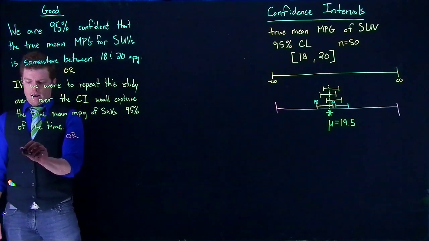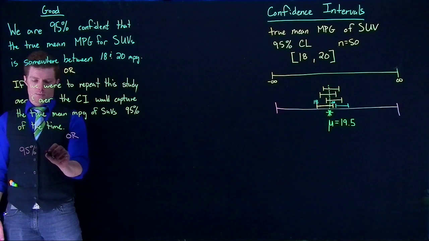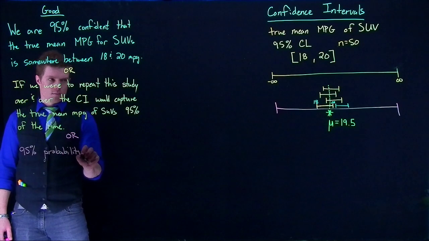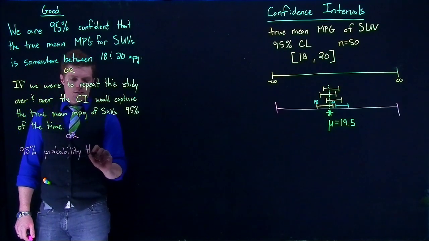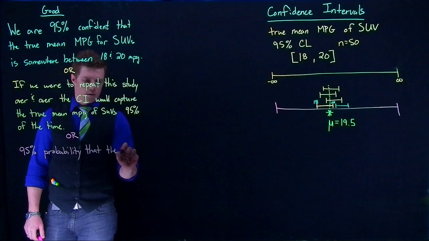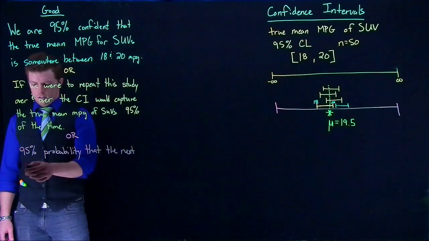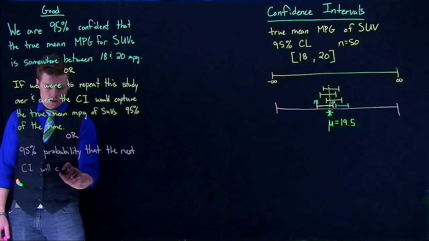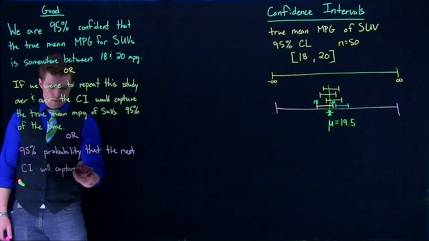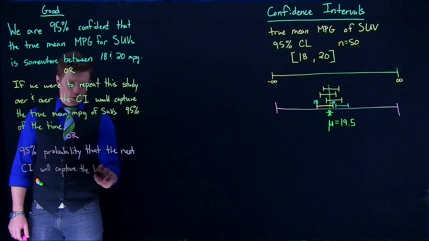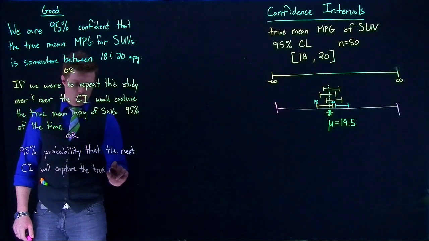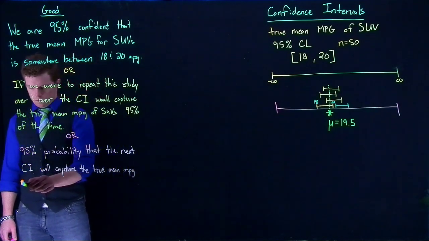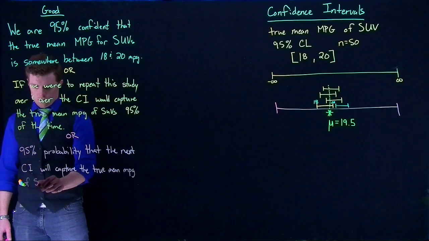There is a 95% probability that the next confidence interval will capture the true mean MPG of SUVs.